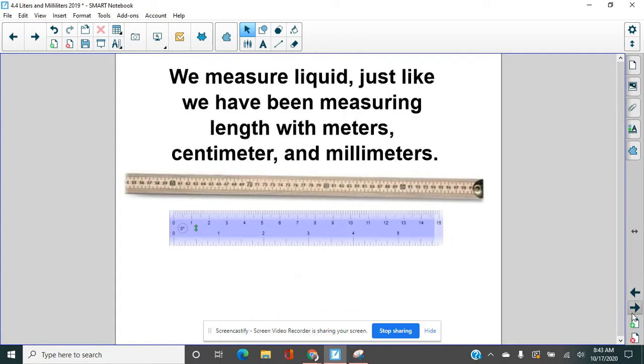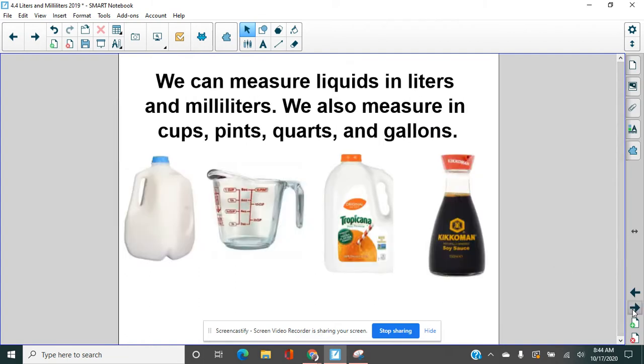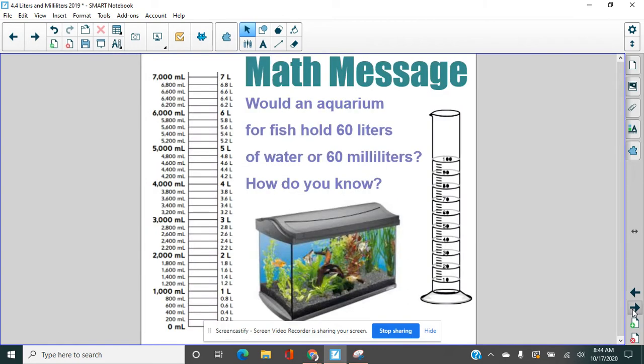When we measure liquid, just like we've been measuring length with meters and centimeters and millimeters, it's kind of the same idea. We're just changing all the words here. Instead of meters, centimeters, and millimeters, we'll have liters. We really won't use centiliters, but they do exist. But we will definitely talk about milliliters. So liters and milliliters are what we are working on today. We can also use cups, pints, quarts, and gallons. That's a different system. If you've heard of that, or if you've done a gallon man in the past, that's another way to measure liquids as well.